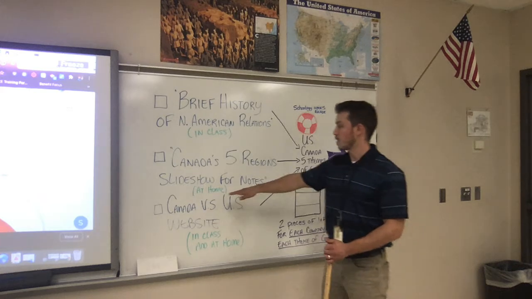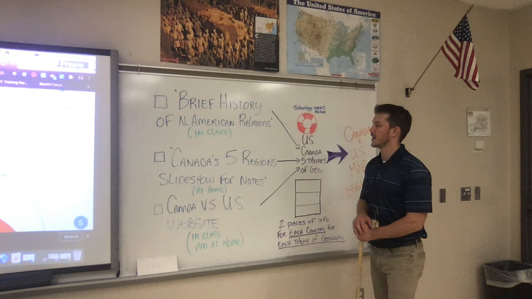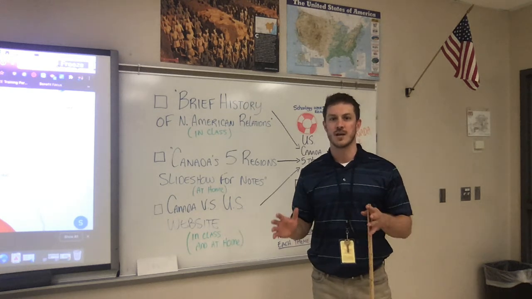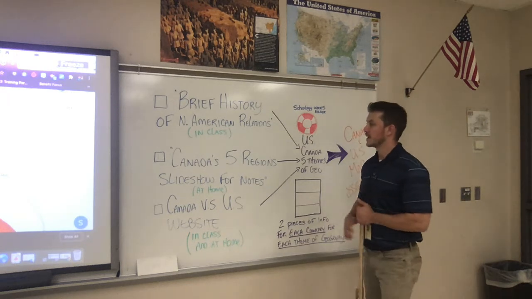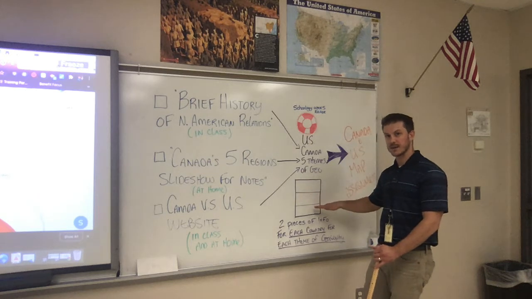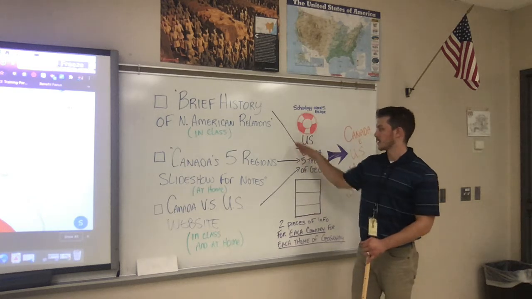When the students were at home at the beginning of the week, they were charged with taking the Canada's 5 regions notes. That was a Google Doc note sheet that I did a work check on later in the week, and that will be reflected in the grade book. The idea then is that from that note sheet, students were able to add what they needed to this sheet that we made in class. That's why all these arrows are kind of funneling.